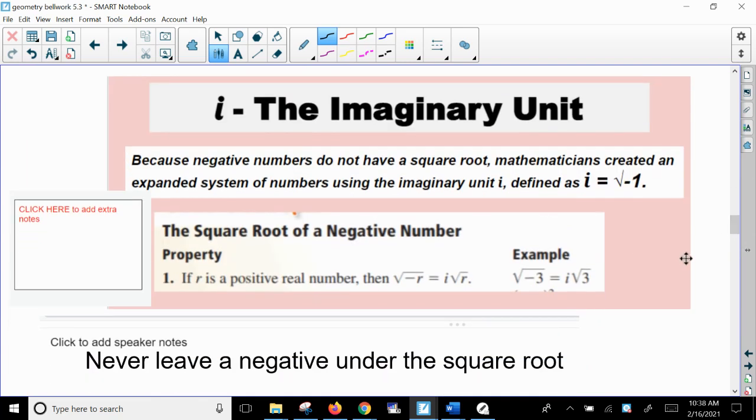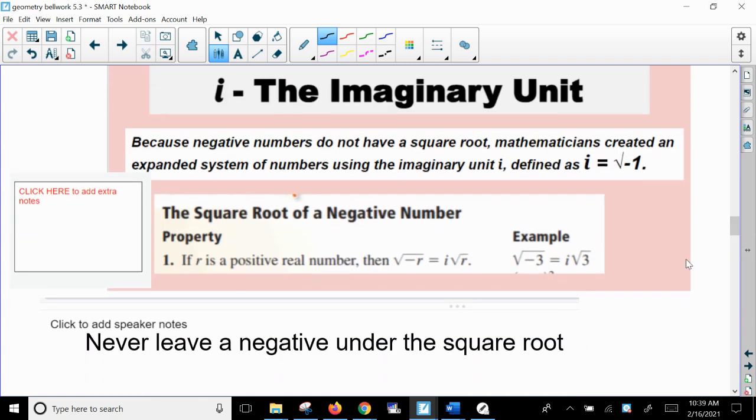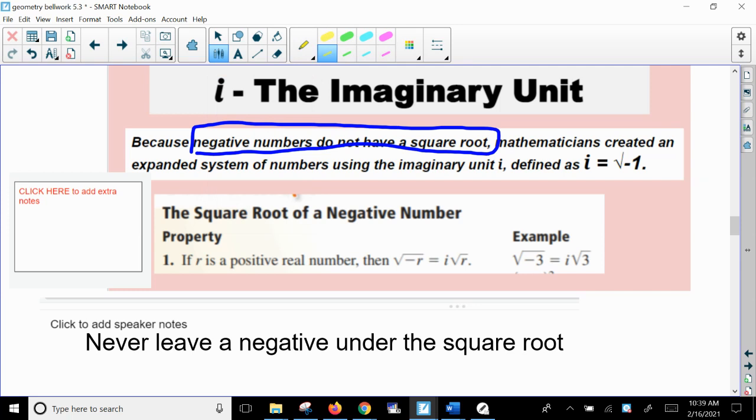Okay, so imaginary numbers. We said earlier that you cannot have a negative number under the square root, right? Because there is no number times itself that will ever give you a negative, which is why mathematicians created an expanded system of numbers using the imaginary unit i. i represents the square root of negative 1.